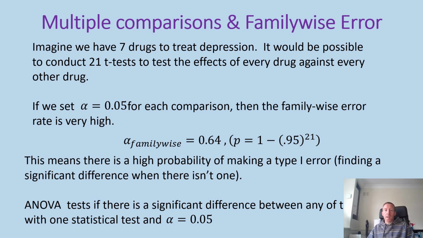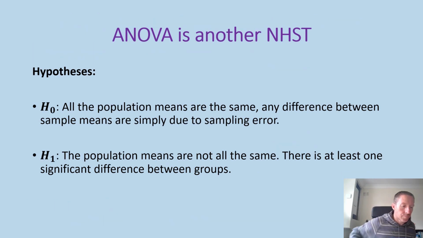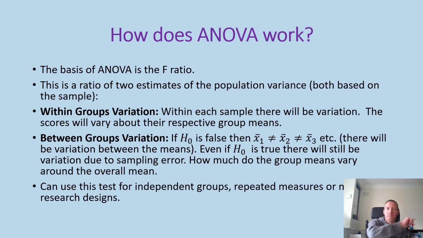And ANOVA tests if there is a significant difference between any of the means with one statistical test, whilst keeping that alpha level, stopping this inflation in error. ANOVA is another null hypothesis significance test, set up with a null and an alternative. Usually the null hypothesis H0 for ANOVA is that all population means are the same, and any difference between sample means is simply due to sampling error. The alternative, H1, is that the population means are not all the same, and there's at least one significant difference between the groups. So how does ANOVA work?